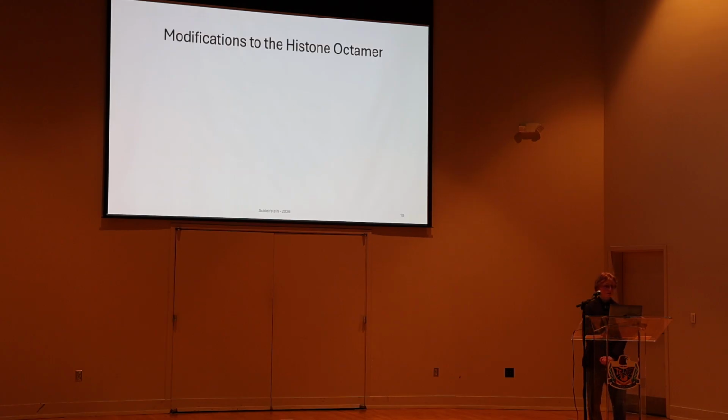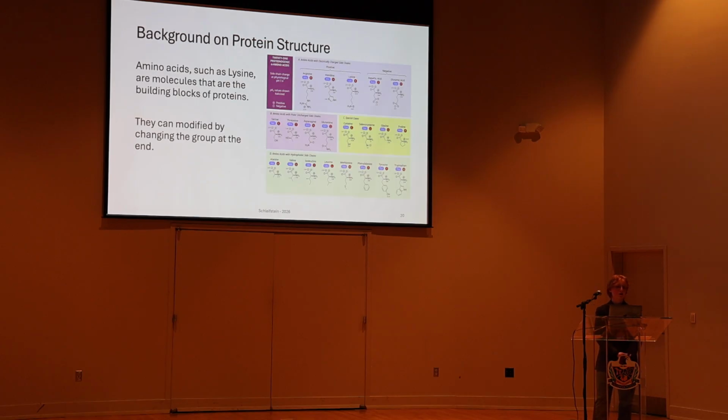So first, we need to discuss what modifications were done to the histone octamer. And to do that, we're going to give a brief overview of protein structure. Proteins are organic molecules made up of mostly carbons and hydrogens, but they also include amino acids, such as lysine, which is the main amino acid looked at in this project, that help build these proteins. These are also made up of mostly carbons and hydrogens, but they have different things on their tails. The specific modifications we're looking at are post-translational modifications.